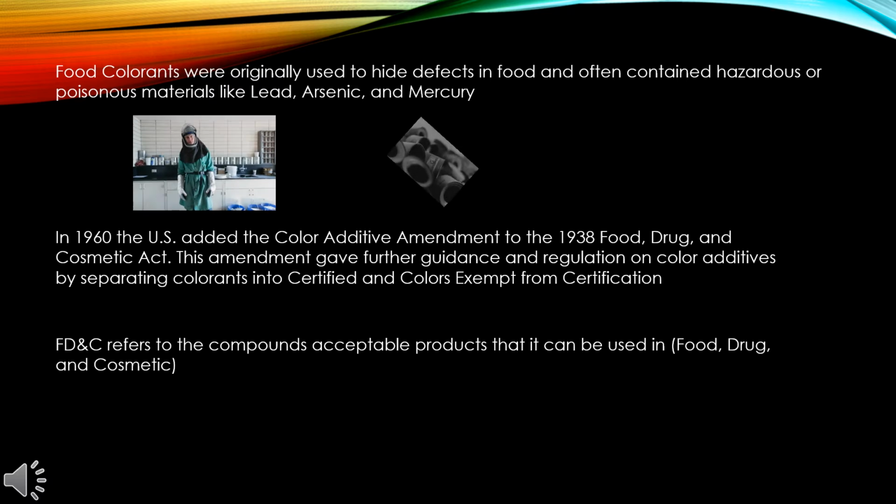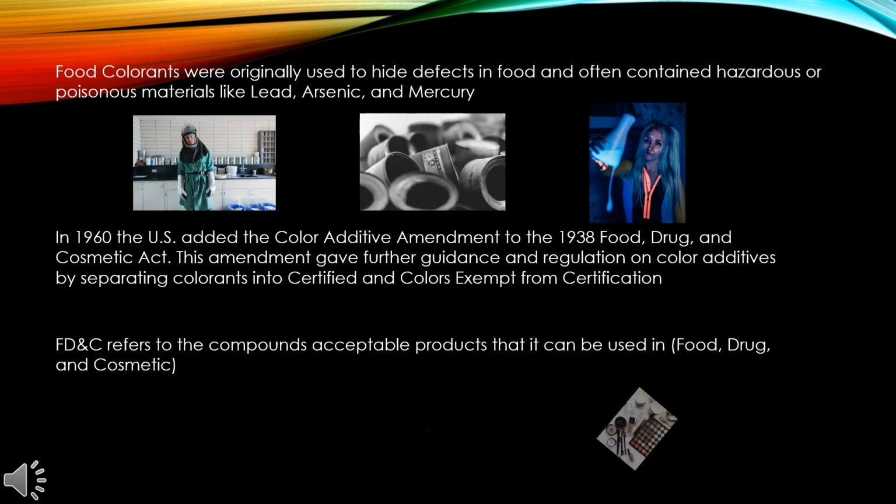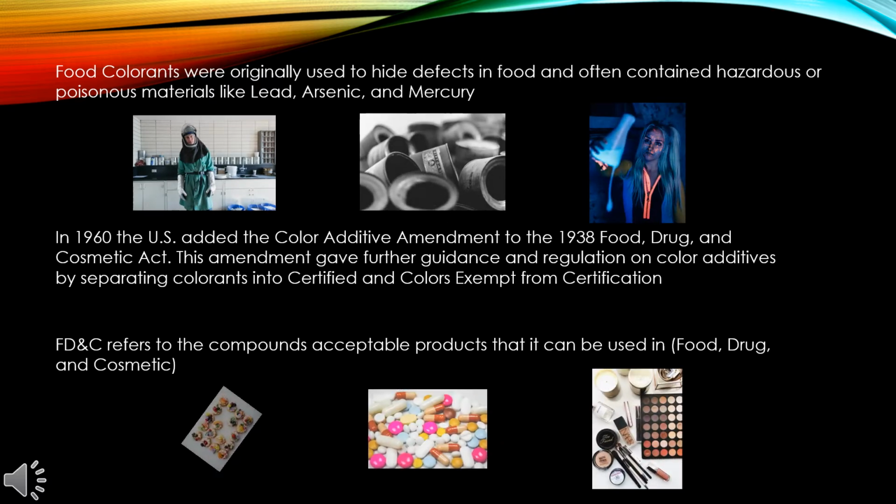Although naturally occurring food colorants have been used for thousands of years, their synthetic versions have only been around since the 1800s. These first food colorants were originally used to hide defects in food and often contained hazardous or poisonous materials like lead, arsenic, and mercury. To protect consumers, the government decided that more regulation was needed, and in 1960 the U.S. added the Color Additive Amendment to the 1938 Food, Drug, and Cosmetic Act.